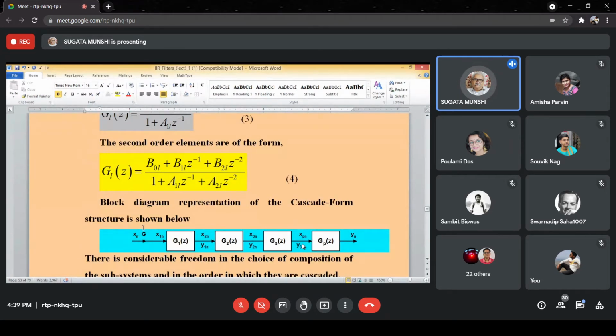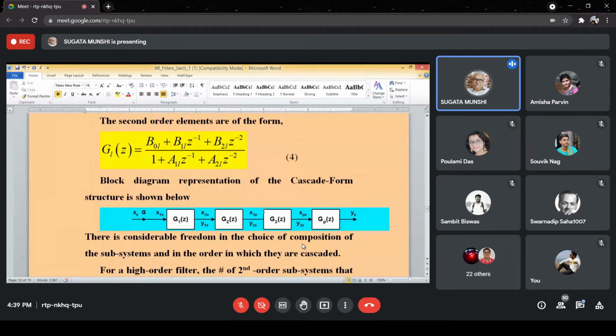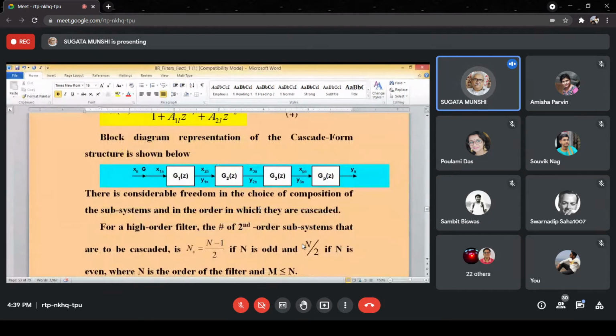Now regarding this constant gain or fixed gain capital G, remember that capital G need not be placed here. You can place it here, or you can distribute it among different subsystems. All right. So as is obvious from my statement, there will be considerable freedom in the choice of composition of the subsystems. Therefore, when you are solving a problem on cascade realization, your answers may be different for different students. So be aware of that.